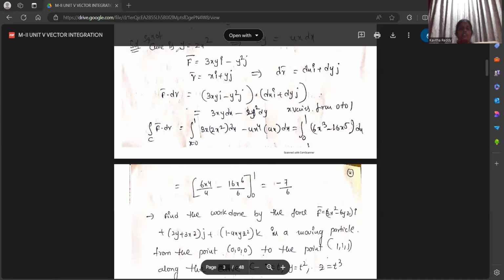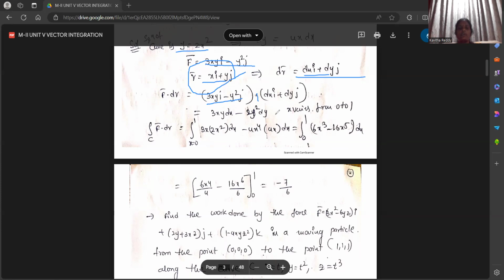The curve is given as y equals 2x². F bar is 3xy i minus y² j, r bar equals x i plus y j, and dr bar equals dx i plus dy j. You know that if you differentiate the position vector r bar, you get dx i plus dy j. So F bar dot dr is the dot product, which gives 3xy dx minus y² dy.